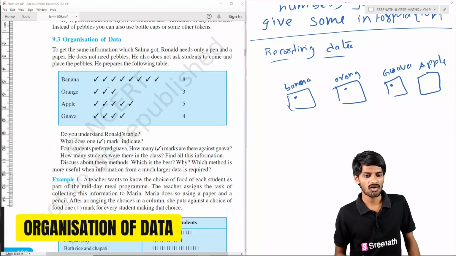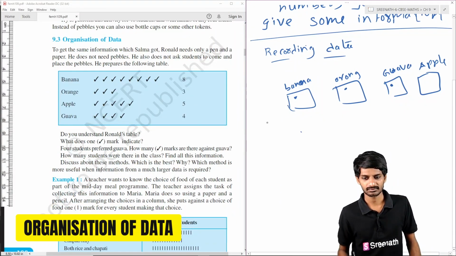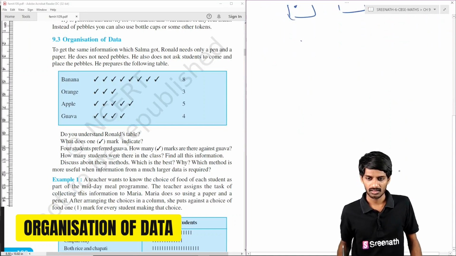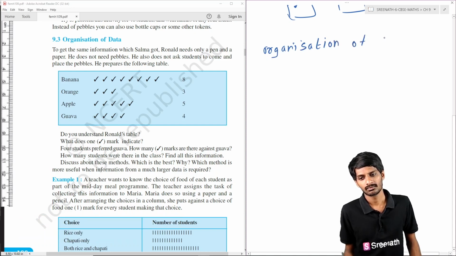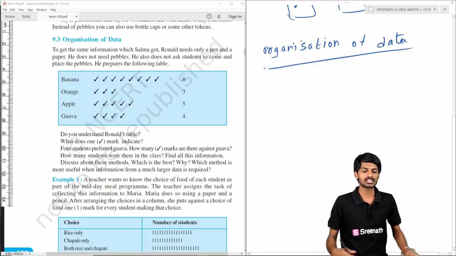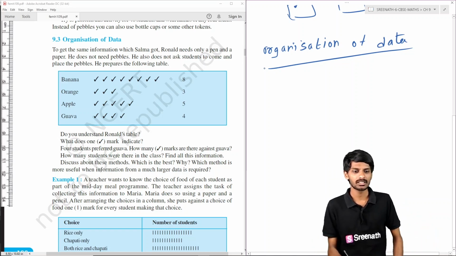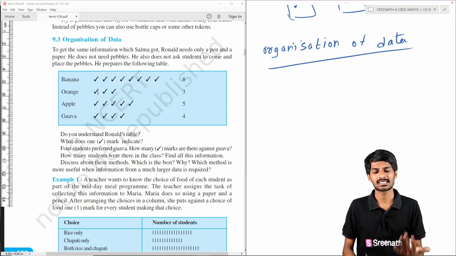Next thing is organization of data. Previously we have discussed recording of data, the different ways to record data. Now we will take the same example.